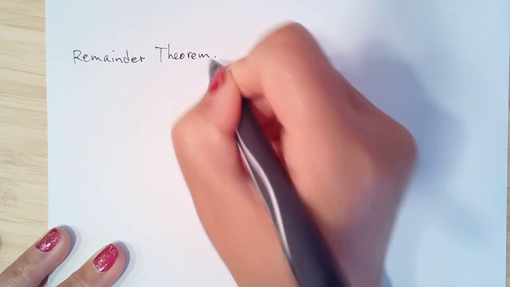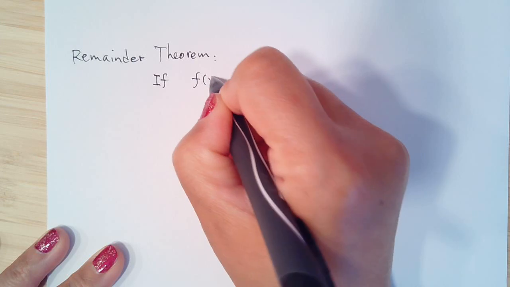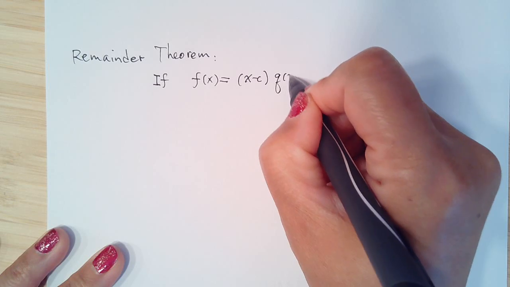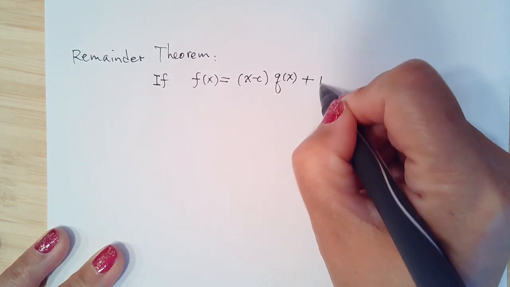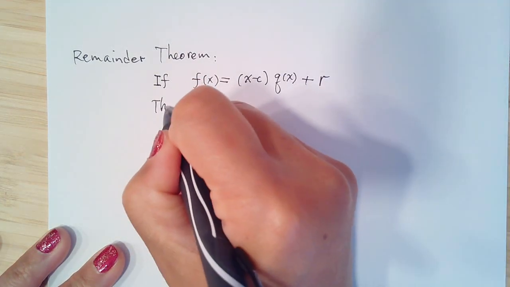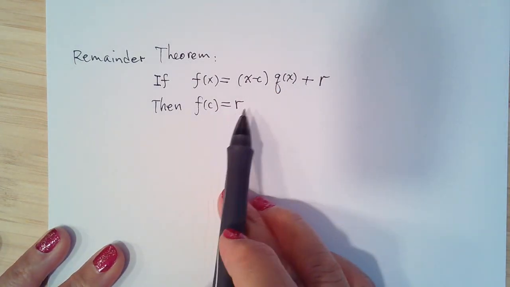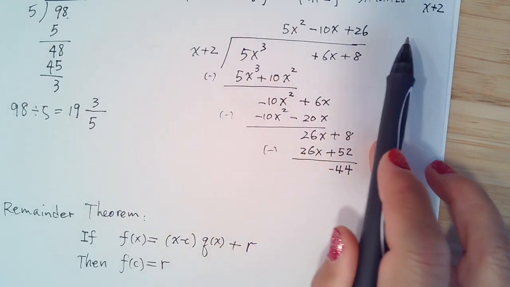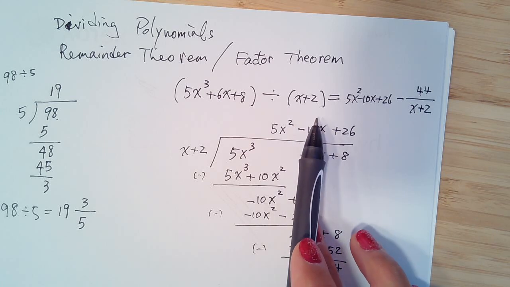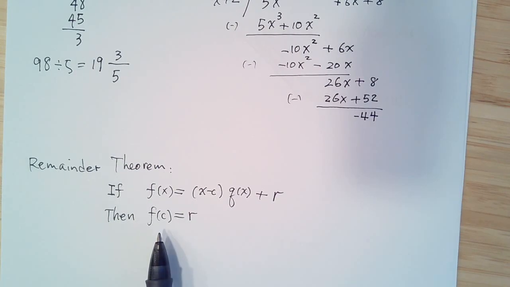Theorem. The remainder theorem says if f of x, if I divide it by x minus c, I have the quotient and I have an r. If this is true, then f of c will be r. This is very easy because just like the one we had earlier, if this is divided by x plus 2, then you have a remainder of negative 44, then f of c will be r.